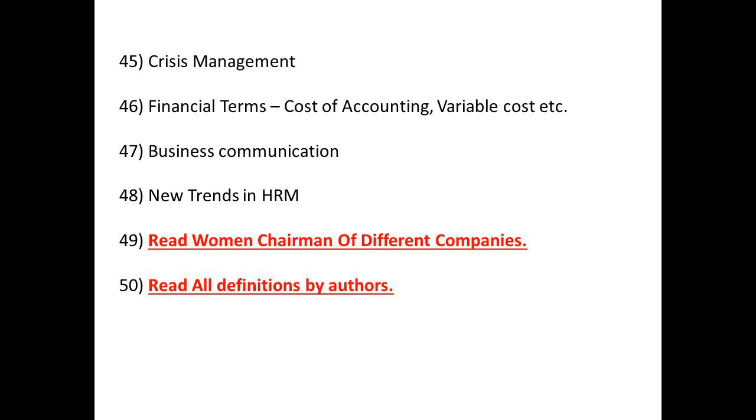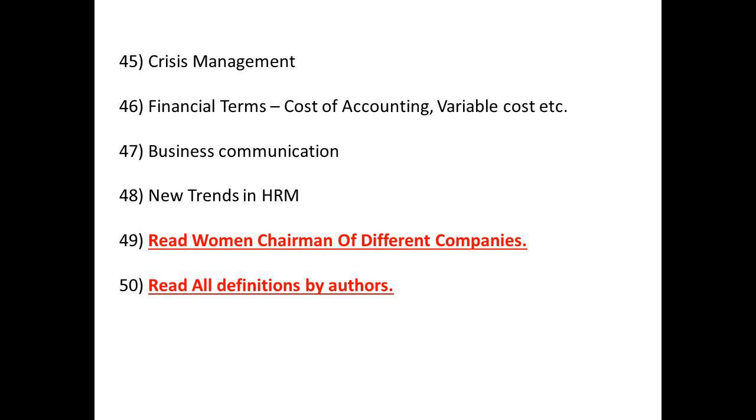There is a particular purpose. Number 49, read women chairmen of different companies all over India. Then after that all over the world, whoever women chairmen are there, and read about those who were there earlier. You should know the names. They will directly ask you who was the woman chairman of this company. If you don't know, you cannot do anything. Okay.